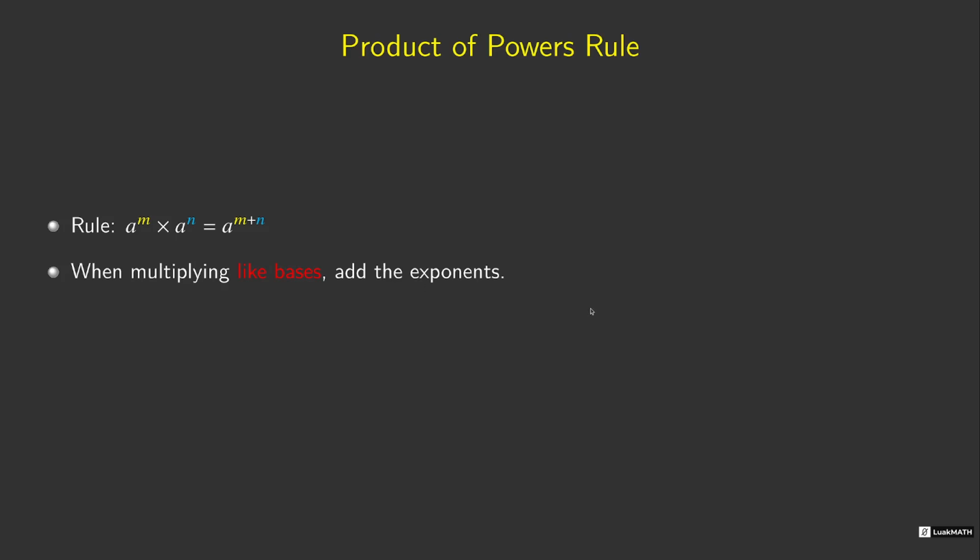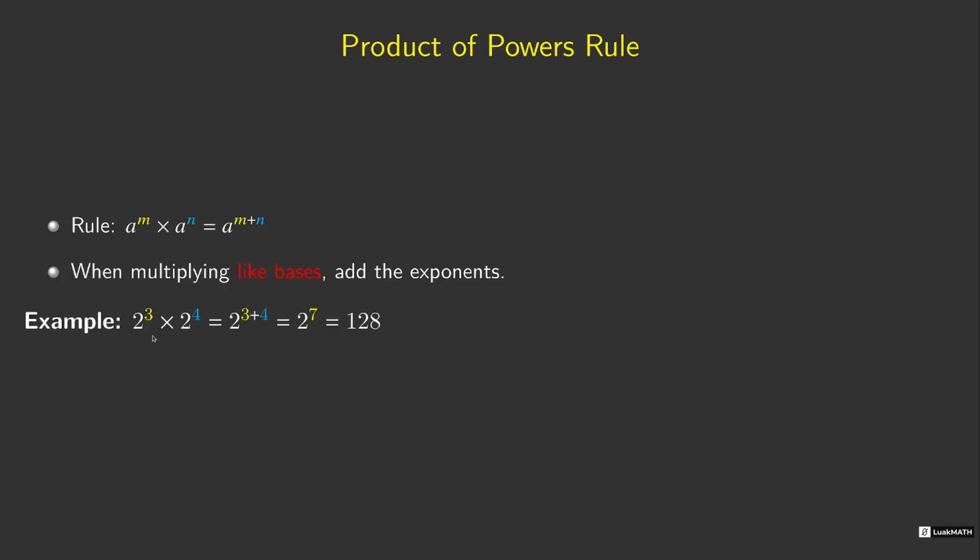Now let's go through some of the rules, and the very first one is the product of powers. The product of powers is, for example, a to the m times a to the n. This one is a power, and this one is a power, and the whole thing is a product because we are multiplying the two. And the rule says when the bases are the same, or when we're dealing with like bases, we essentially add the exponents. In this case, a to the m times a to the n is equal to a to the m plus n.